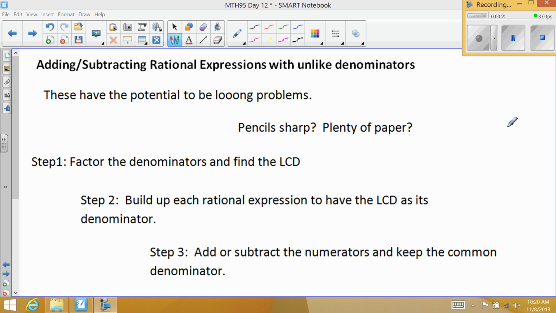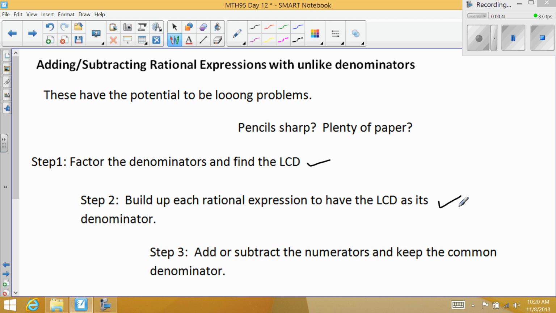So factor the denominator and find the least common denominator is going to be our first step. The factoring, depending on how comfortable you are with factoring the trinomials, you may want to do on the side. So you want to think a little bit about how to organize your paper. And you build up each rational expression to have the LCD as its denominator as our second step. And this is where things start looking worse rather than better.